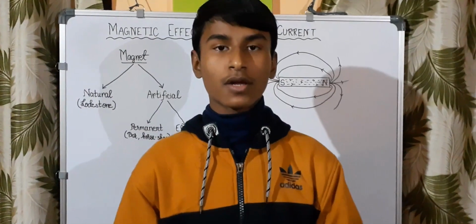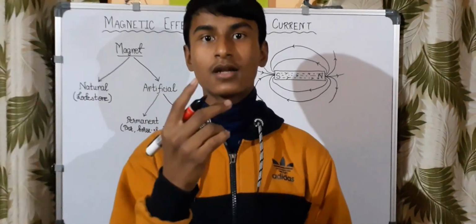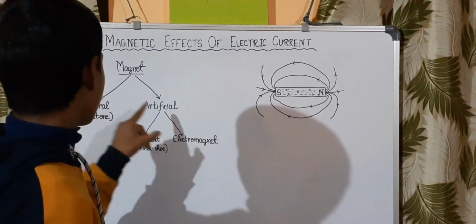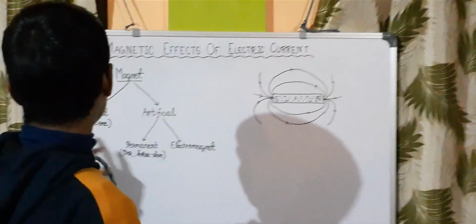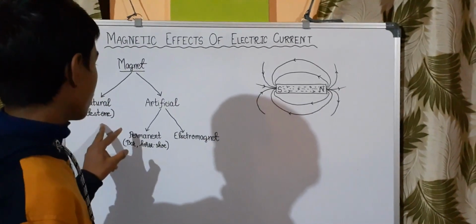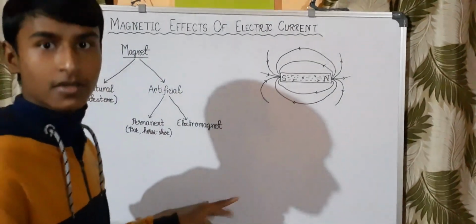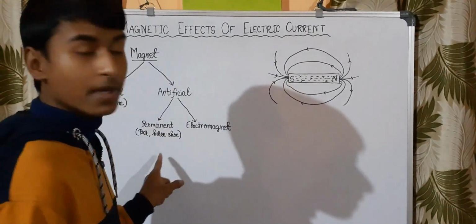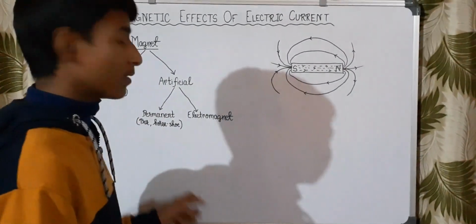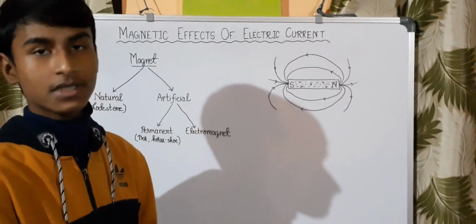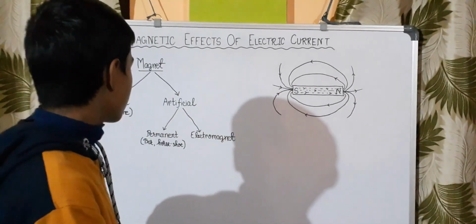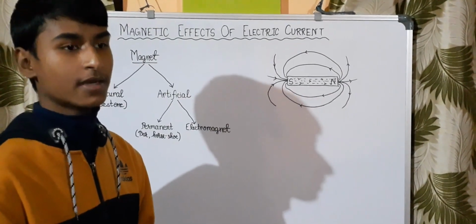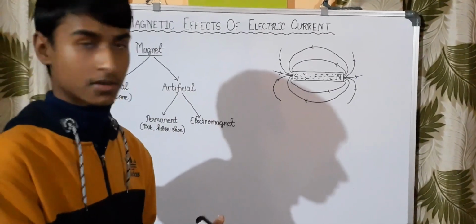Now, when we talk about magnets, there are generally two types of magnets. One is natural magnet and another one is artificial magnet. The natural magnets are like lodestone and artificial magnets are of two types. One is permanent magnet and one is electromagnet. Permanent magnets, for example, are bar magnet or horseshoe magnet that we use in our daily life. And electromagnets are those magnets which are artificially produced when electric current is passed through a conductor.